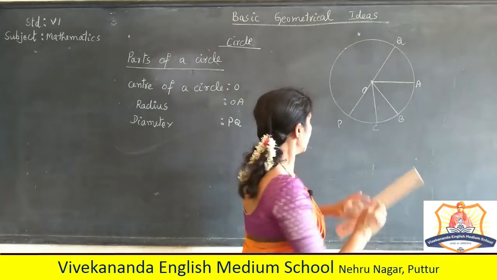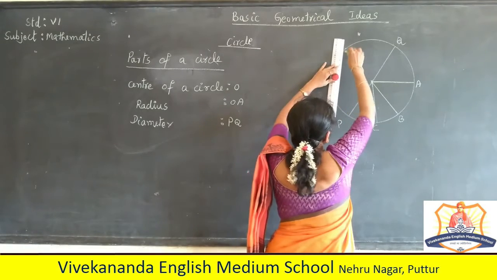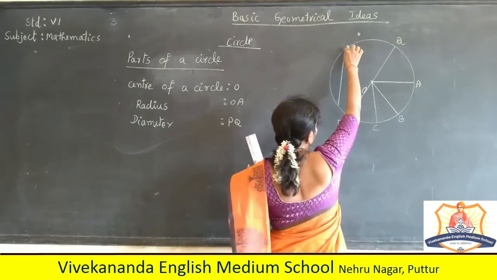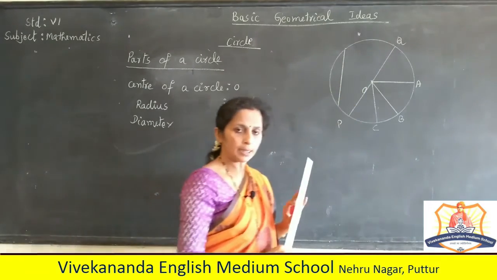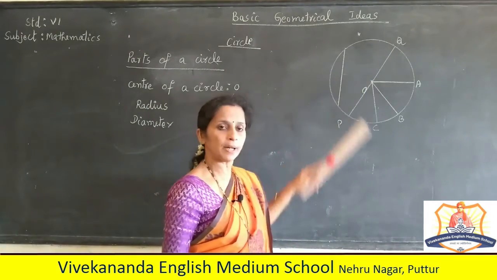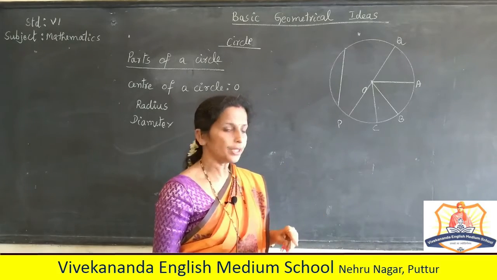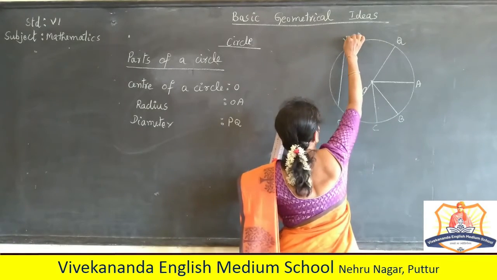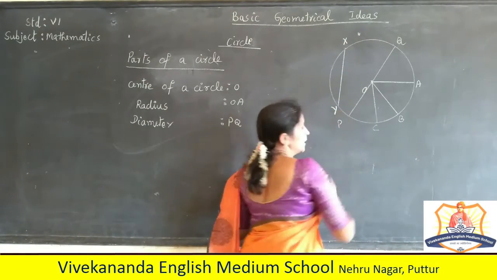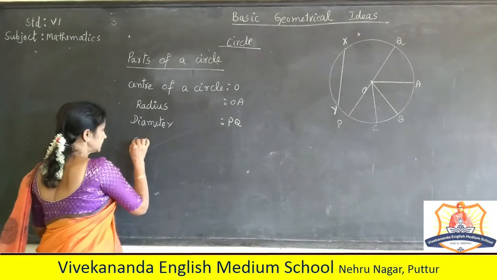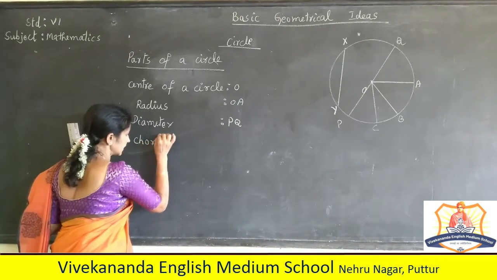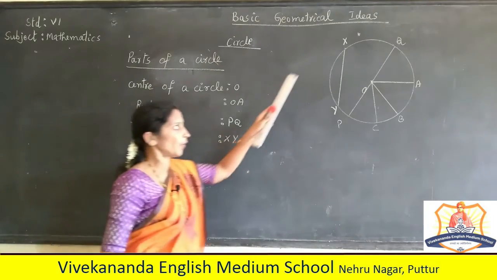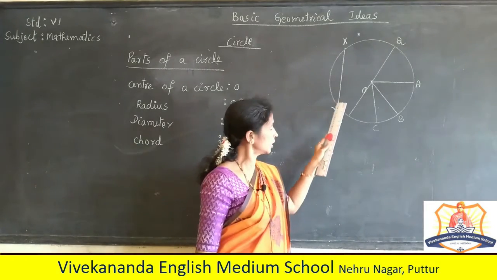Now if I draw a line on the circle from one point to the other point of the circle which does not pass through the center, we call this a chord. Now I name this XY. So we call XY a chord of the circle. So a line joining the 2 points on the circle is a chord.